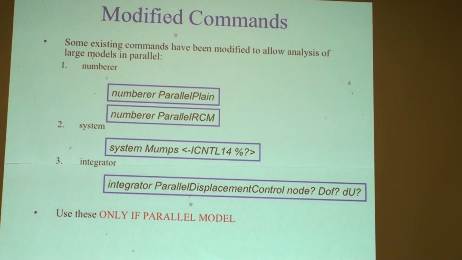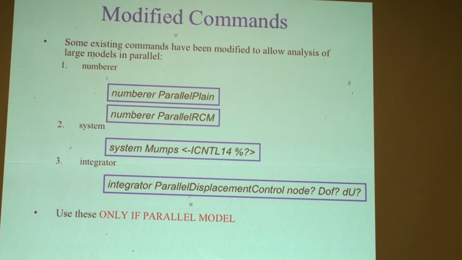So the interpreter also has some additional commands for when we want to do these parallel models, when we want to do the domain decomposition and do a large model using SP or NP. So these commands, we've added some additional numbers, parallel plane and parallel RCM. We've got a parallel solver, mumps. And then if you're using displacement control, you have to specify parallel displacement control.